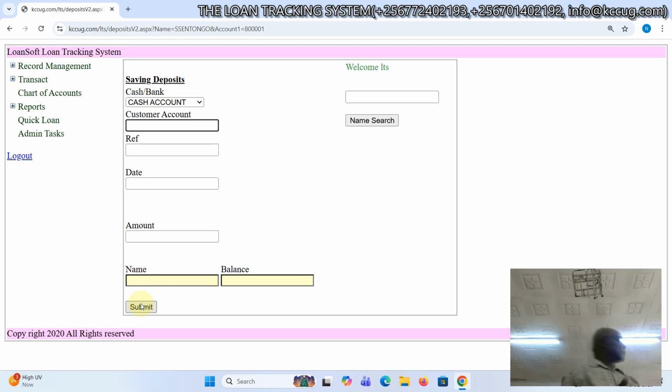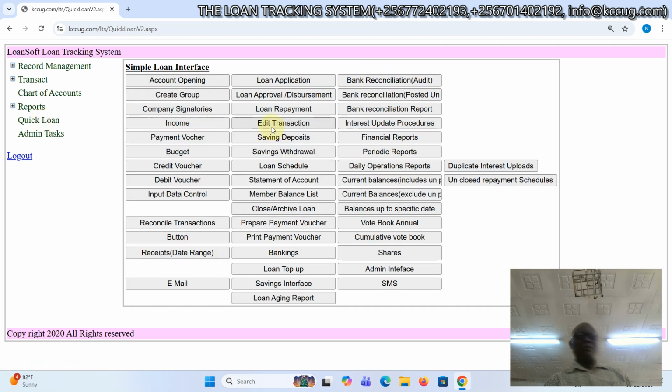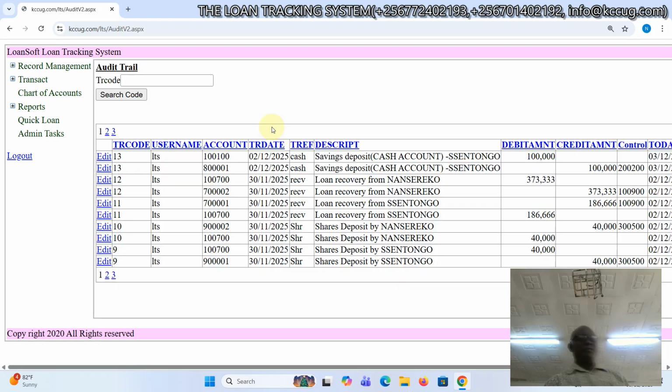Where has this record gone? This information has gone to our audit trail. Click on edit transaction. You will find savings deposit on the cash account by Sentongo worth 100,000 shillings.